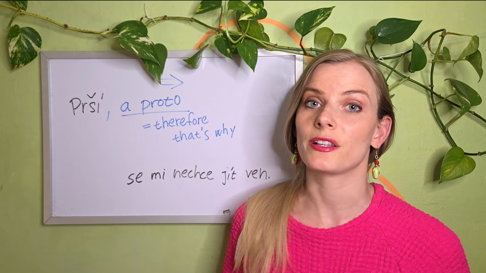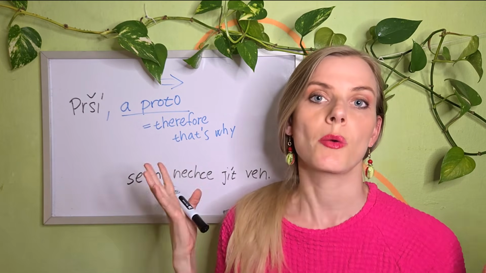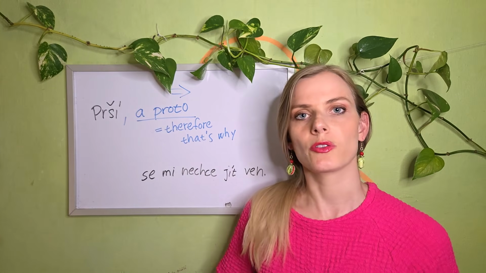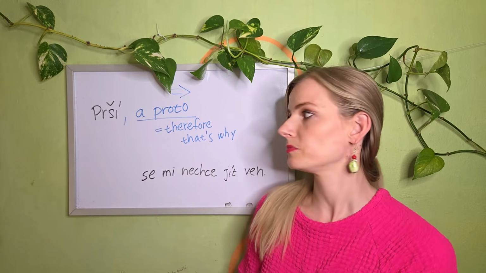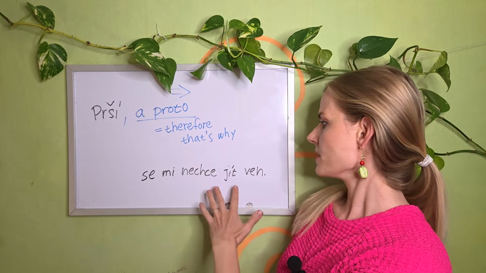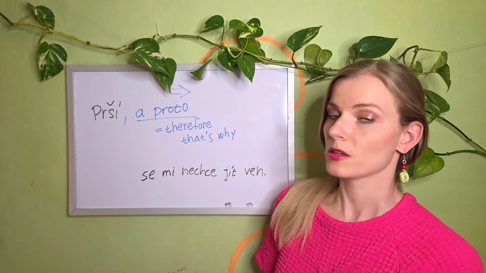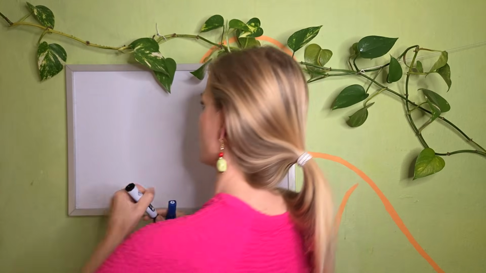Now we're going to change it a little bit. We're going to use because, which in Czech is protože. And it's more common to use it in the second part of the sentence. We explain the reason why we don't want to go out. So we would say, nechce se mi jít ven, protože prší. So it's better to change it. We have to start all over.